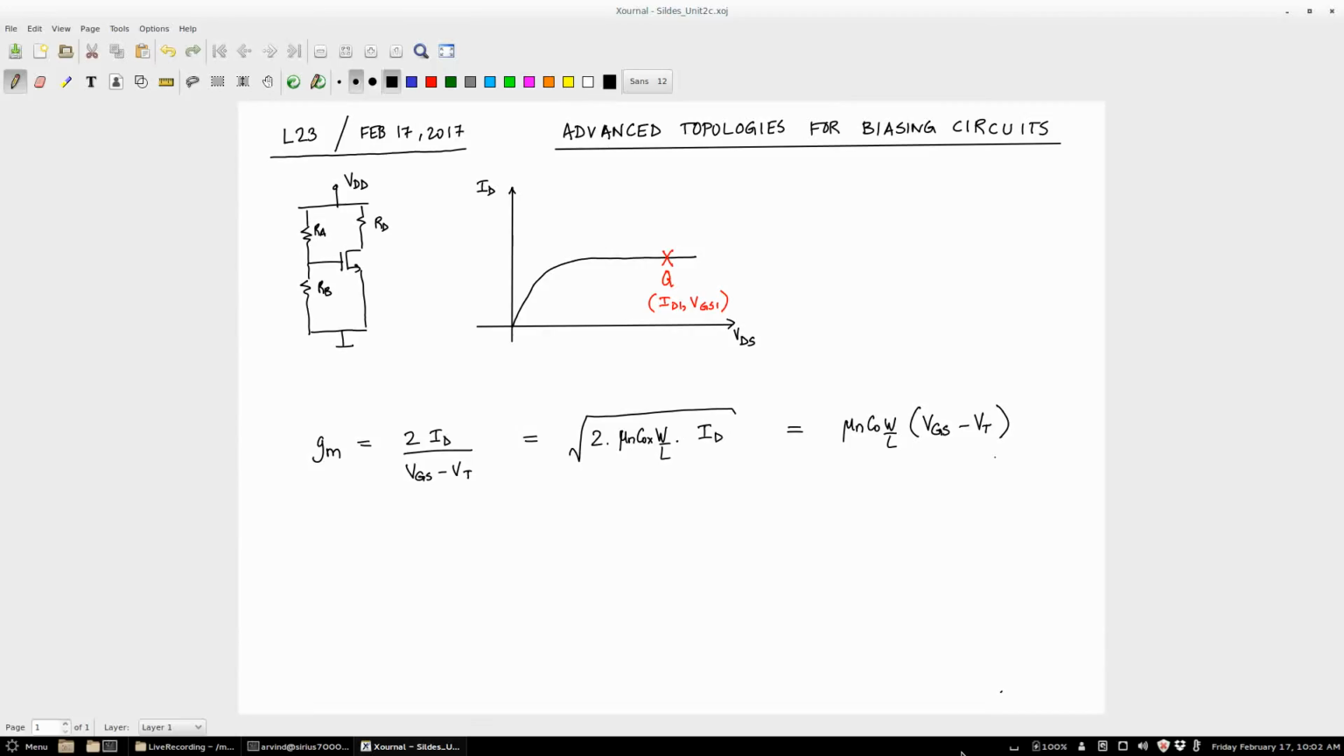So it was mu Cox W by L into VGS minus VT. So what does this tell you? This tells you that this transconductance gm, and hence your gain, is a function of the bias values. Correct? If you want a certain gain, you have to choose the bias point such that you get that gain. I want you to think about the following.